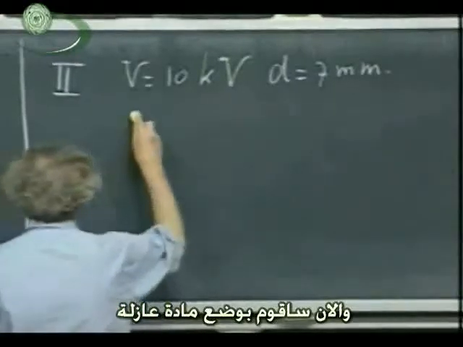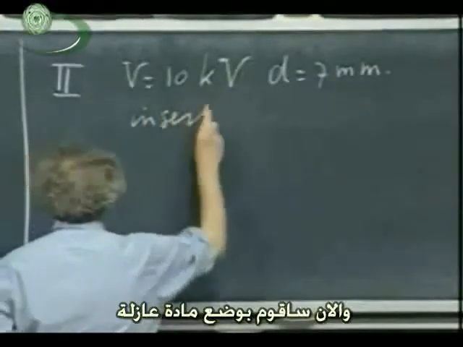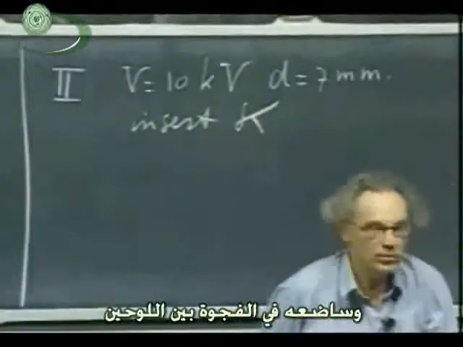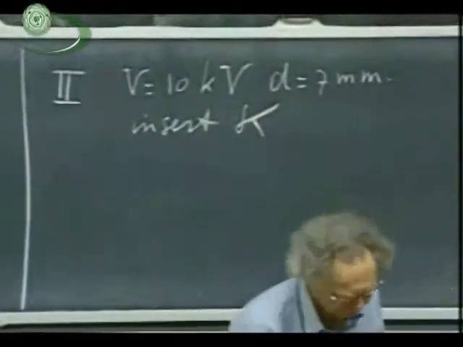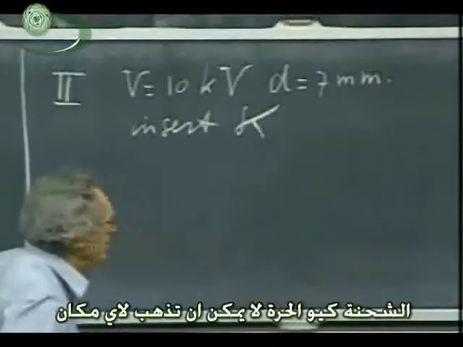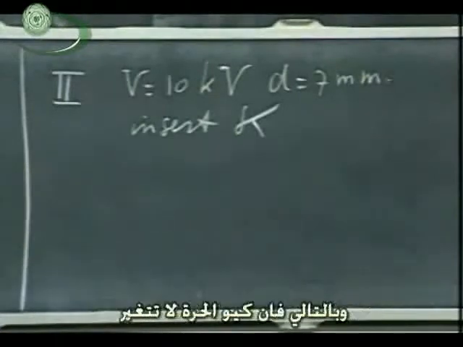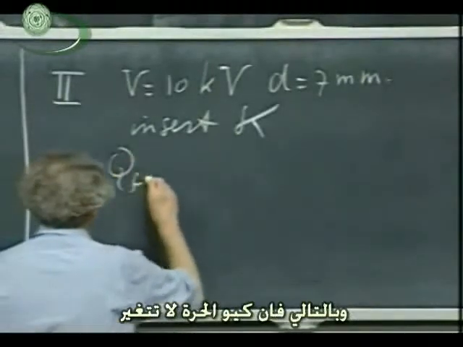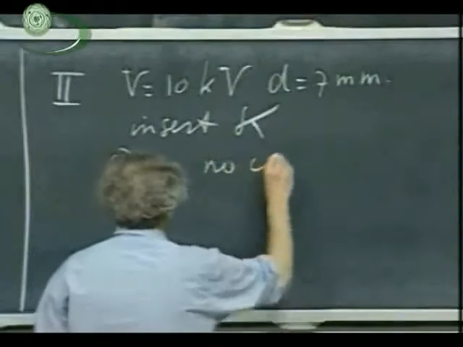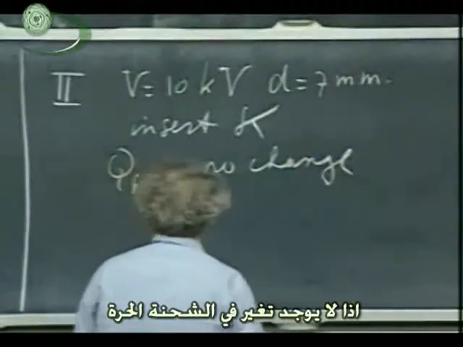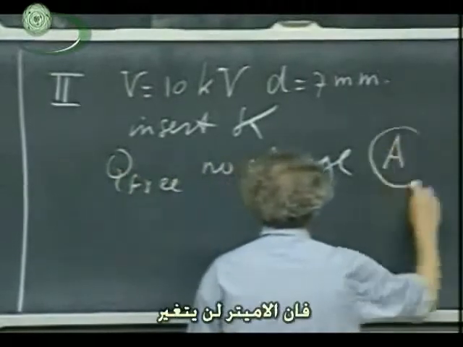I'm going to insert the dielectric. So I take a piece of glass and I'll just put it into that gap. Q3 cannot go anywhere because I have disconnected the power supply. So Q3, no change. If there is no change in the free charge, the ammeter will do nothing.